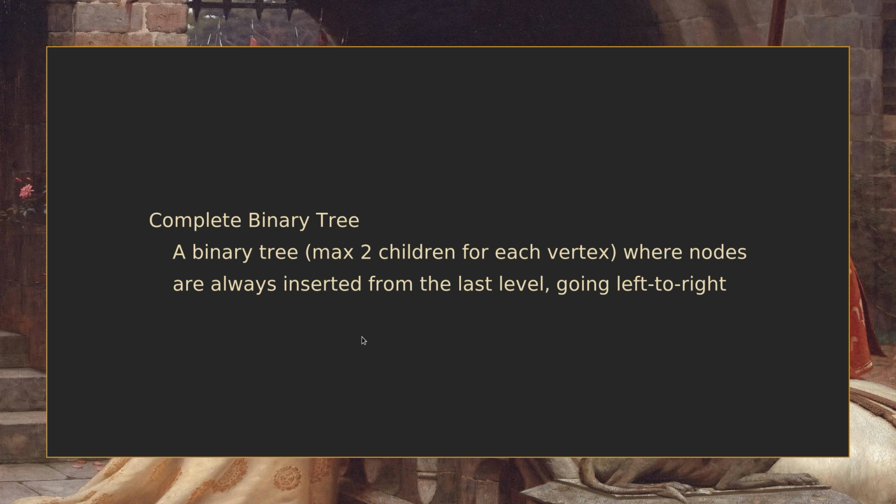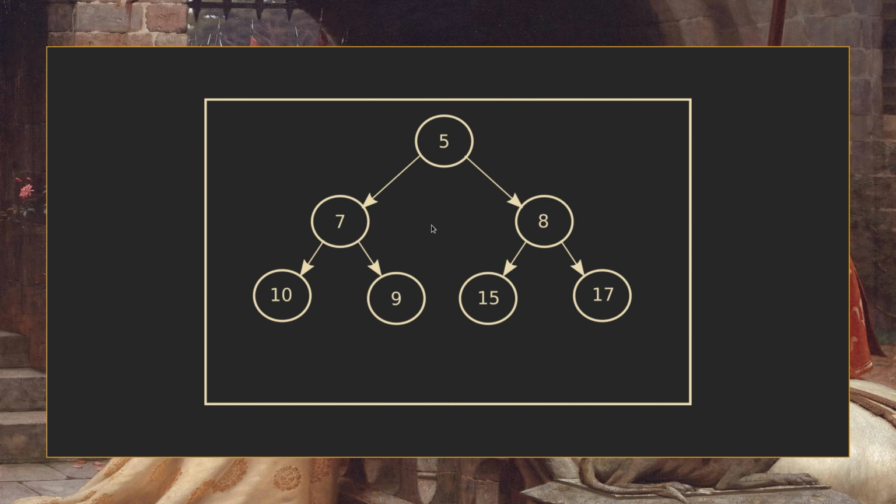Now, a complete binary tree is a binary tree, but it's a binary tree where there is a restriction on where you stick new nodes. Basically, if I wanted to add a new node to this tree, I have to do it at the lowest level of the tree, starting from the left and moving right. So I'd have to stick a node here, and then here, and then here, and then here. That's very important because it ensures that the tree remains balanced.